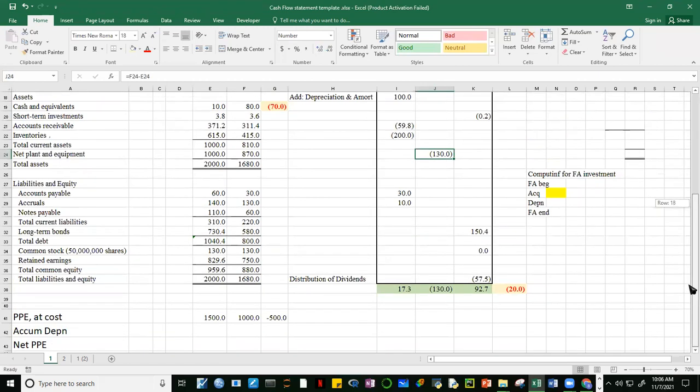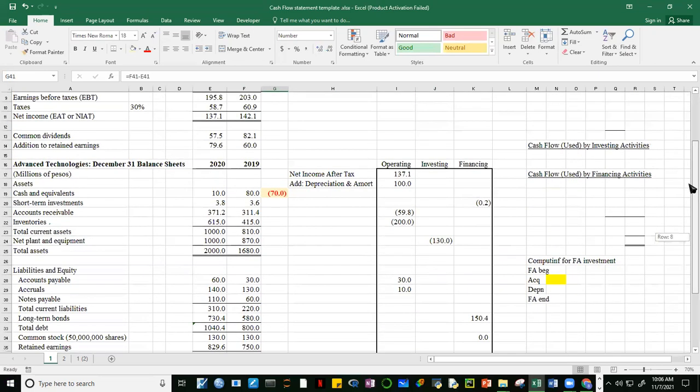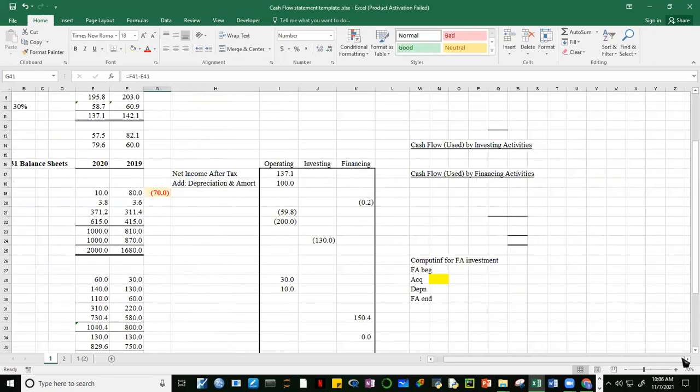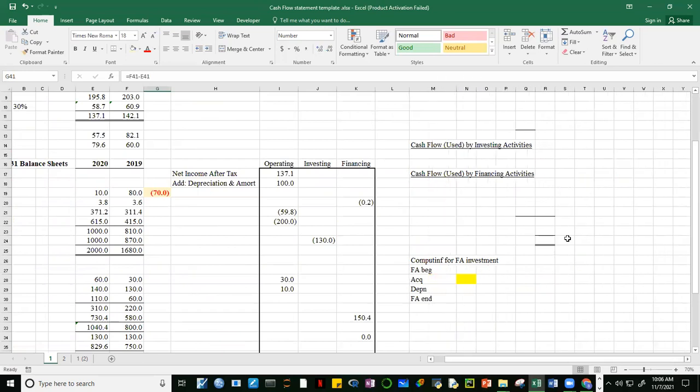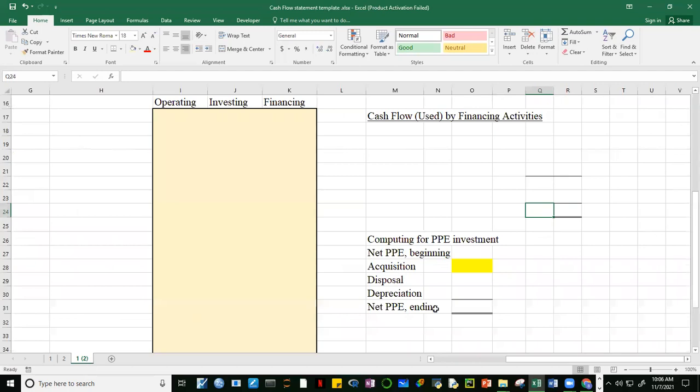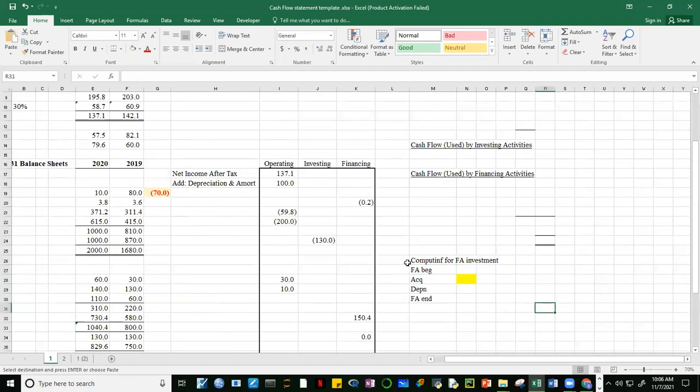However, what's given to us is the net PPE. So that does not really tell us how much was really invested as far as the property, plant, and equipment is concerned. So we need to compute for that. Let's just change this. I'm sorry. Control C, because I'm going to change this.